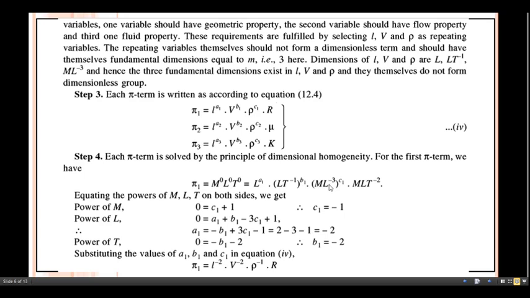Okay, so what about the power of L here? L raised to minus 3, and raised to C1, so minus 3 C1 should be written here, and the power of L here is 1, so that's why 1 is written. Now in this case, just substitute the value of C1 here and get this equation in terms of A1 and B1. Now substitute the values of B1 as well as C1 and get the value for A1.